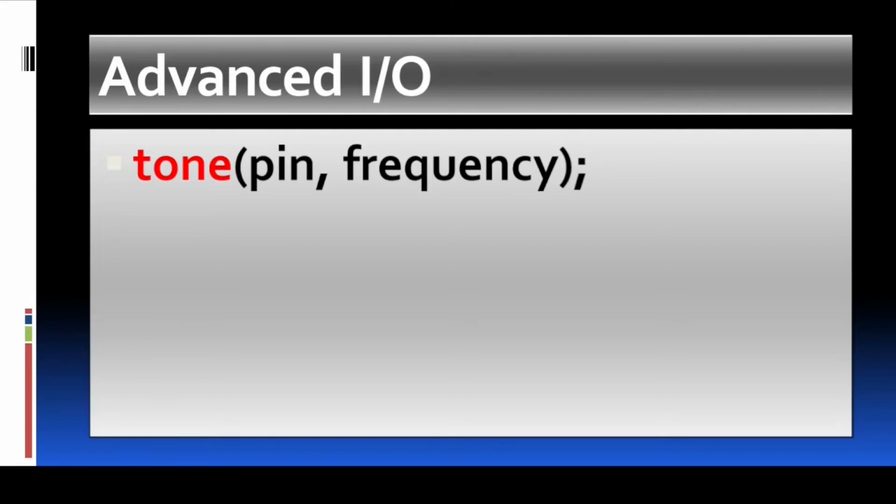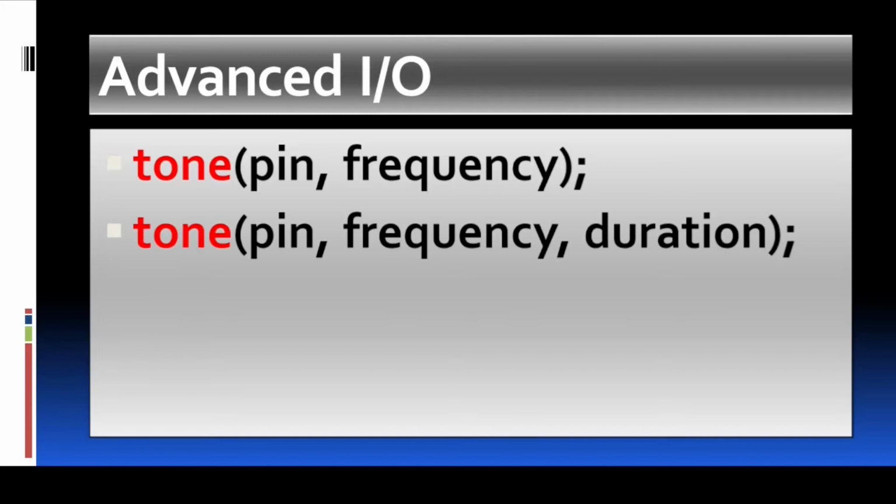This produces sound if connected to a speaker. Only one tone is generated at a time. If one is running and we call tone function, it will not have any effect. If the tone is playing on some pin, then it sets its frequency. Tone function also has two syntaxes. As you can see the first syntax, and here is the second syntax.